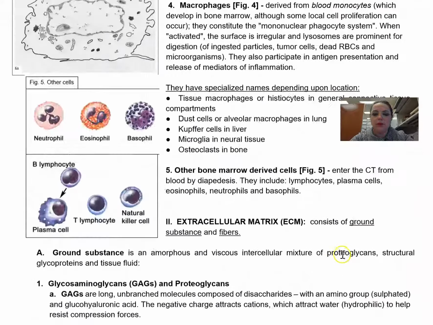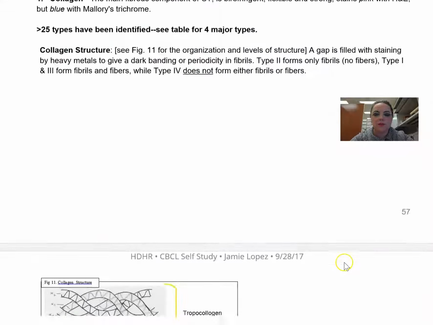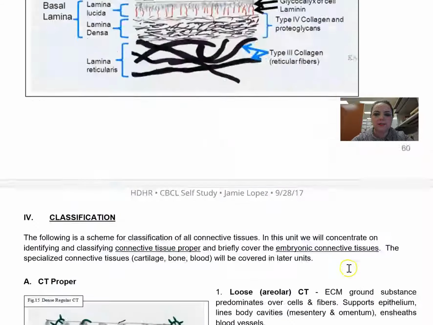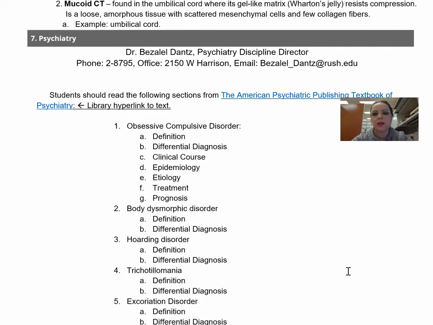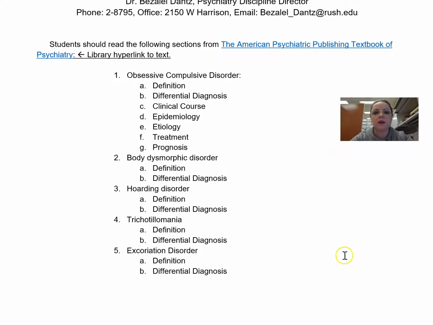Okay, moving right along, we're almost done, guys. So once we get past histology, we have psychiatry. So psychiatry is run by one of our staff psychiatrists, Dr. Dance. He has a couple of pages on obsessive compulsive disorder out of this textbook that he wants you to read. This is a library hyperlink, so remember, you might need to log into the library to do it, but I've provided the link and kind of an outline of what portions of it you need to read.